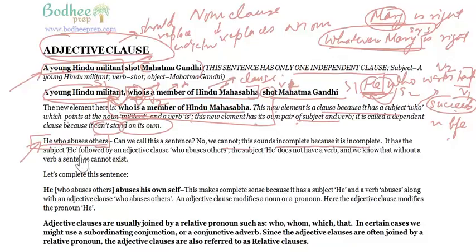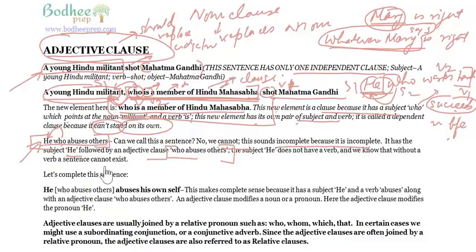It has a subject he followed by an adjective clause who abuses others. Why do we call this an adjective clause? Because it modifies a pronoun. Here, who is a member of Hindu Mahasabha modifies the noun militant. It's a modifier after all, right? This is nothing but a modifier. The militant is getting modified by a clause. And because the militant is a noun, I would call this a modifier, which is an adjective clause.